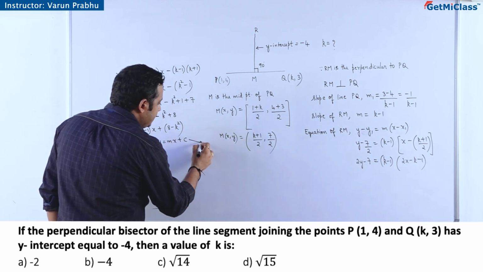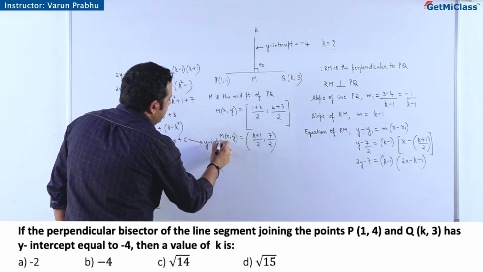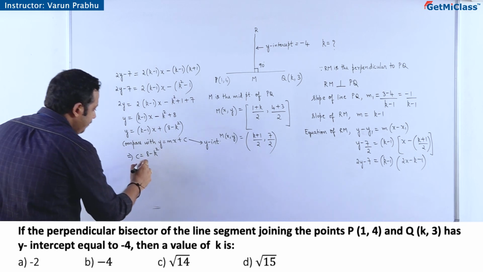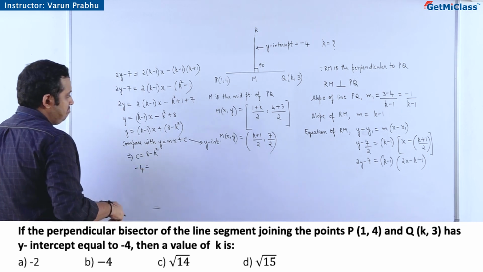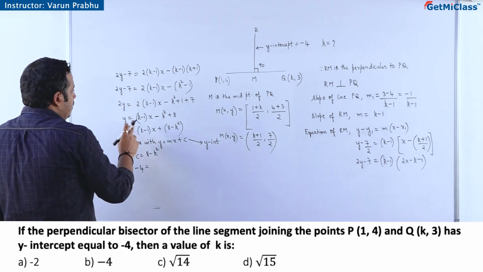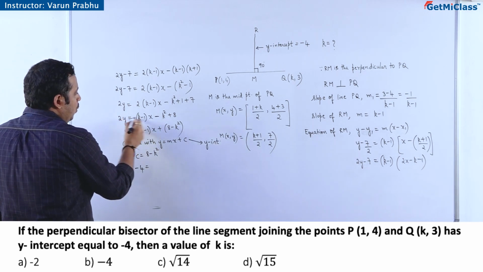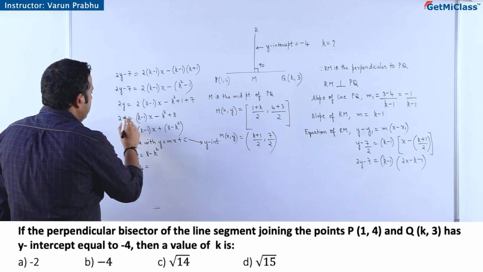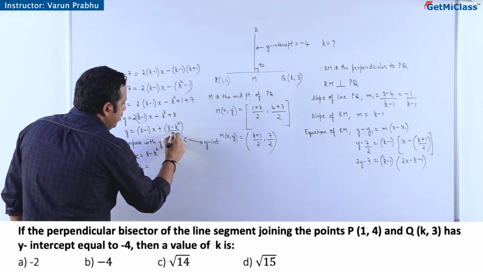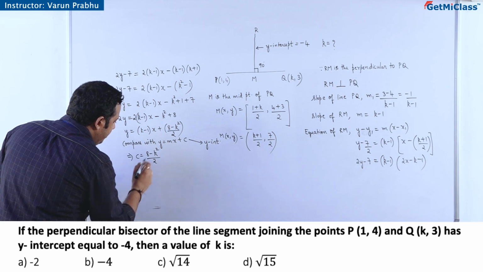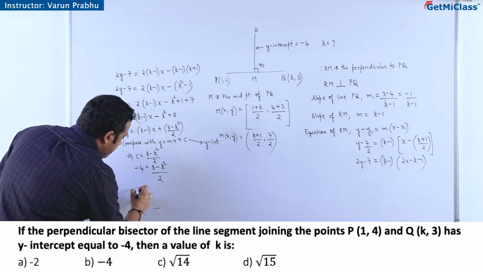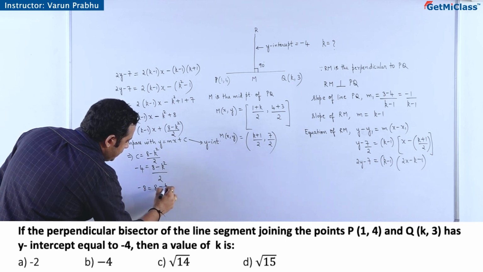So what is that c? c is nothing but the y-intercept, correct? But that y-intercept is given in the problem as -4. So here, 2y is equal to 2 times, so 2 will get cancelled, and divided by 2 will be there. So 8 minus k square divided by 2 minus 8 is equal to 8 minus k square.